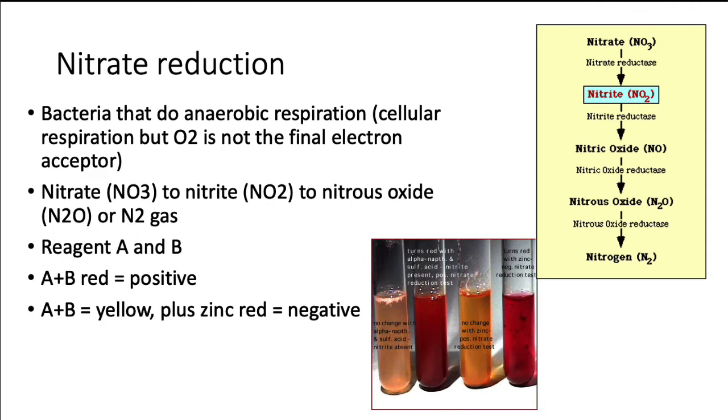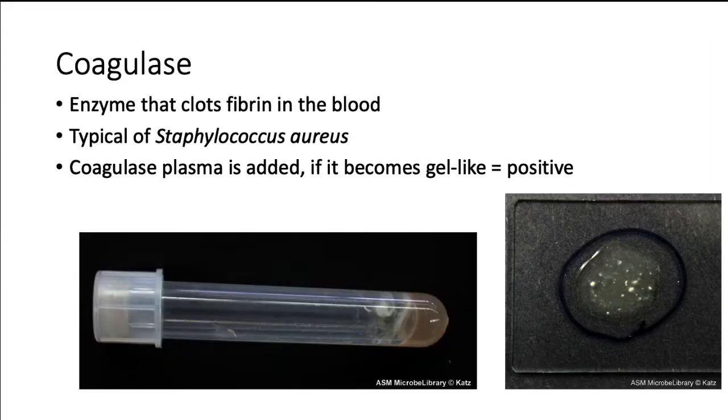So let me just go over this really quickly. You add A and B, and if it's red, it's positive. If it's not red, then you still don't know, and you add a third reagent called zinc. When you add zinc, red is negative and yellow is positive. So again, this is a way to measure the ability of a bacterium to degrade nitrate.